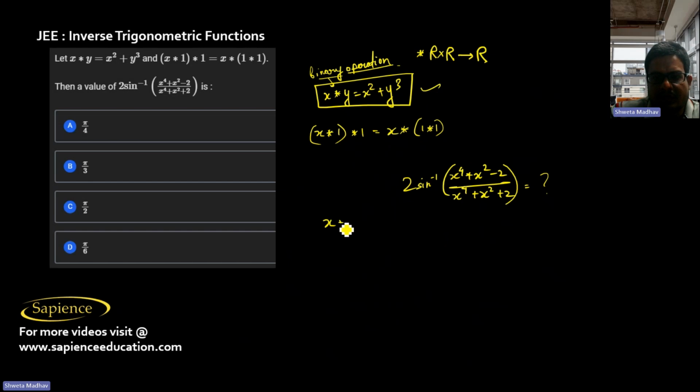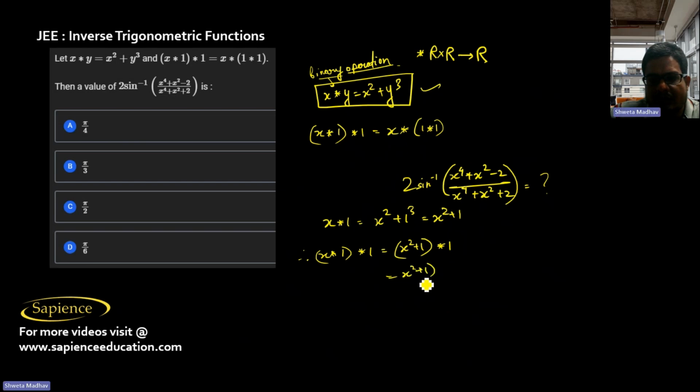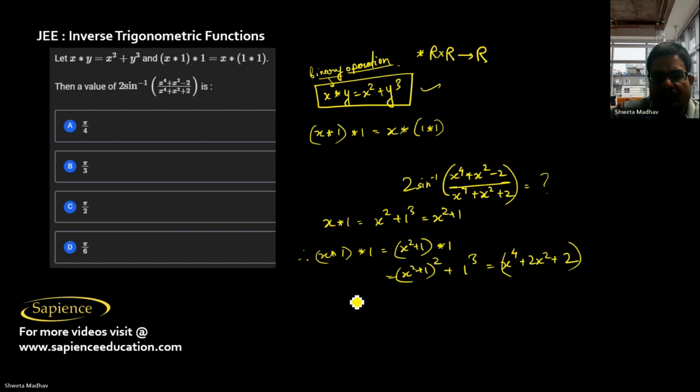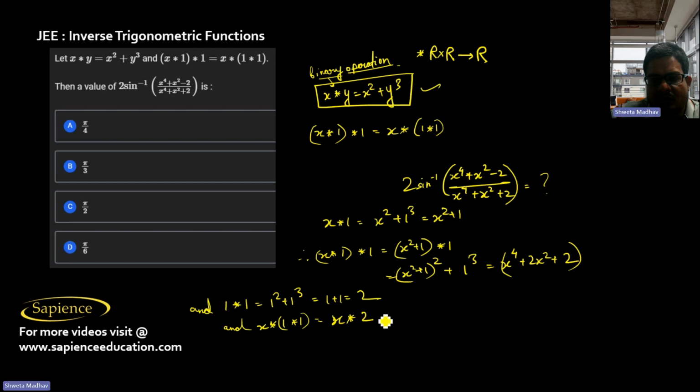Therefore x star 1 will be x square plus 1 cube, that is x square plus 1. And then x star 1 star 1 will be x square plus 1 star 1. So that will be (x square plus 1) whole square plus 1 cube, that is x power 4 plus 2x square plus 1 plus 1, that is 2. And similarly 1 star 1 is equal to 1 square plus 1 cube, which is 1 plus 1, that is 2. And so x star (1 star 1) is equal to x star 2, which is x square plus 2 cube, that is x square plus 8.